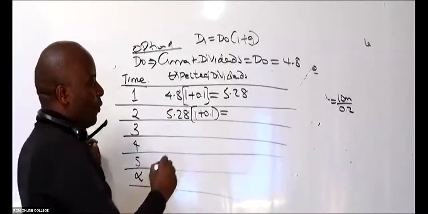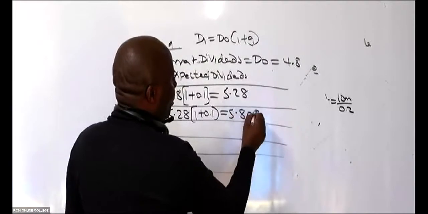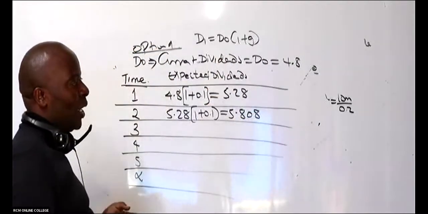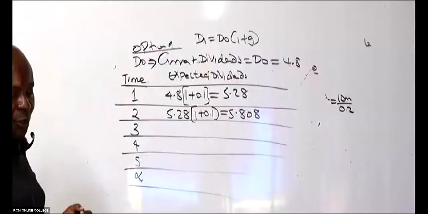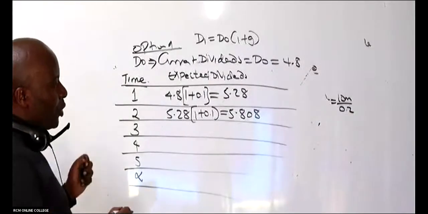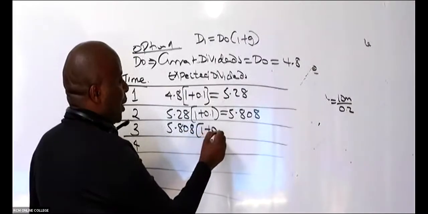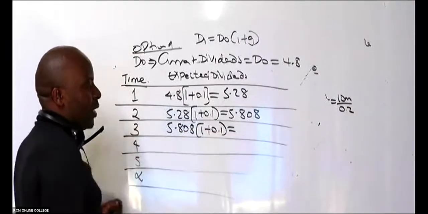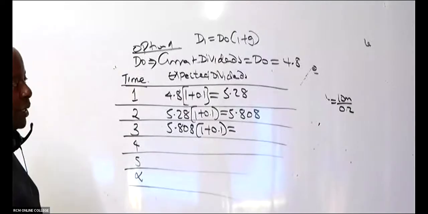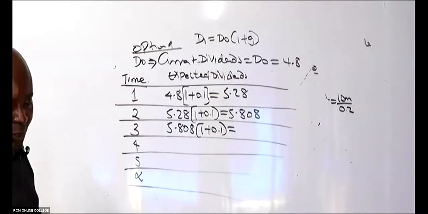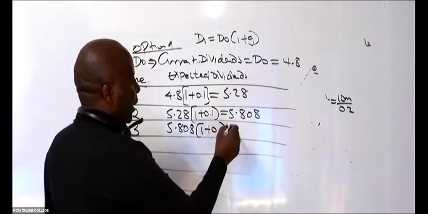Let's put 3 decimal places. So then we have here 5.808, and this is the last year. Pius is giving me 6.388.